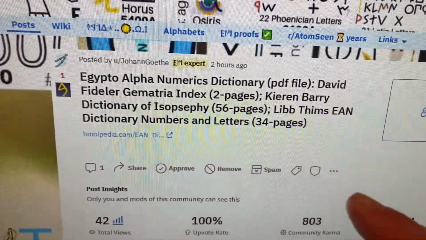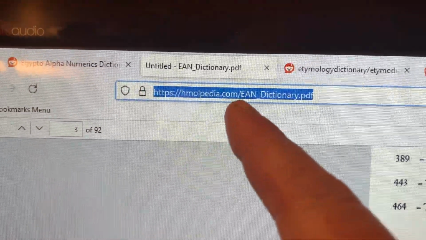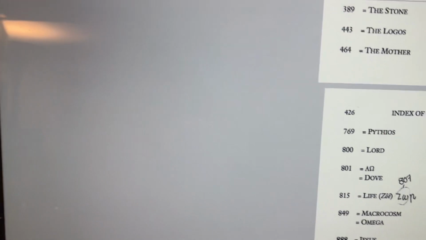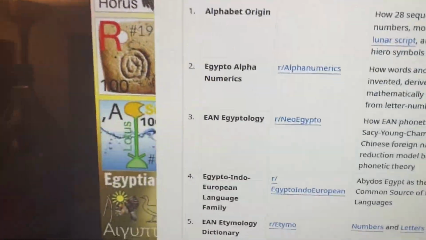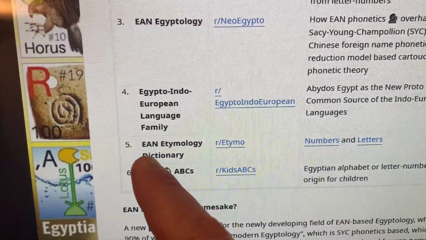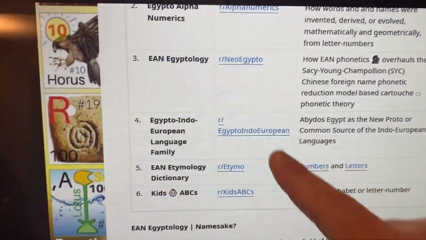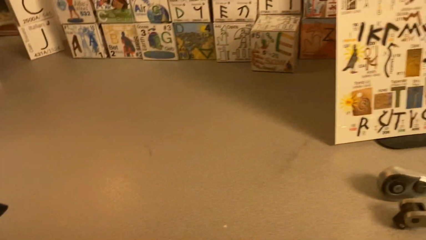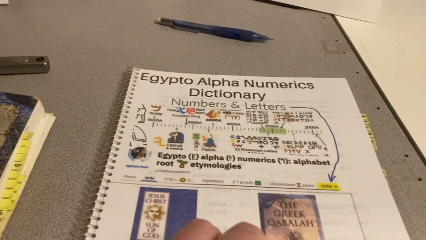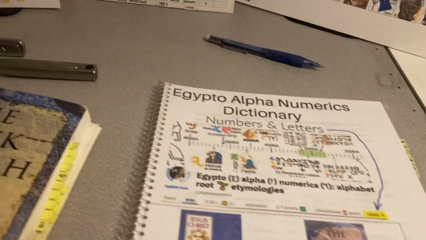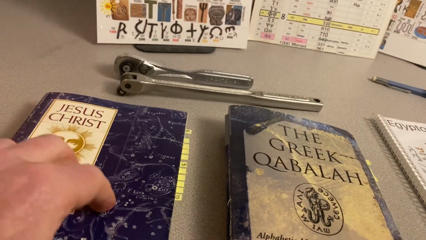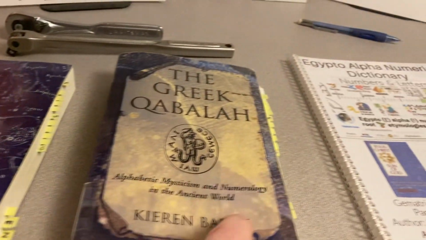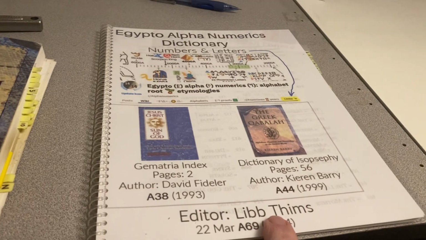And then there's a post of it here where you can find the link, which is uploaded to the hmopedia.com server. This will eventually be published as volume 5 of the 6-volume Egypto Alphanumeric book set. Since this is the first publication of this Egypto Alphanumerics Dictionary, I'll touch on the differences between Fideler, Barry, and myself, or the Egypto version.